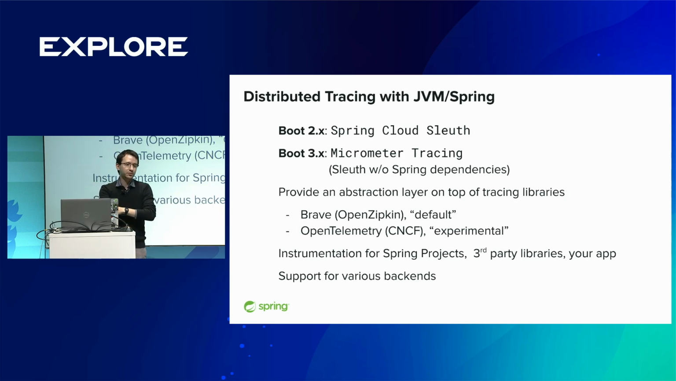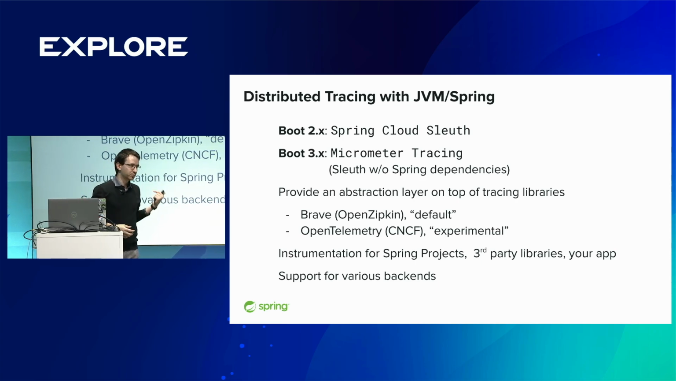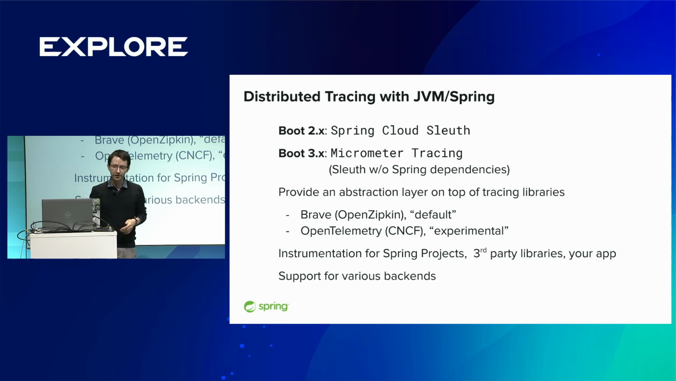Because of this, both of them work very similarly. If you are familiar with the Sleuth API, the Micrometer Tracing API is the same. The package name will be different, but that's it. Both of them provide an abstraction layer on top of tracing libraries. So this is again this SLF4J situation. You have one API and you can plug tracing libraries in and out. We support two of them. One of them is called Brave from the OpenZipkin community. This is kind of like the default, except there is no default because you need to choose.